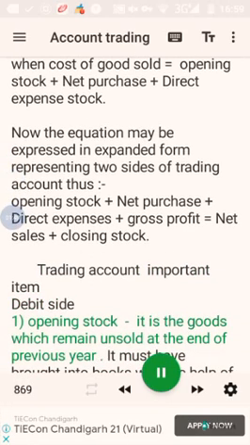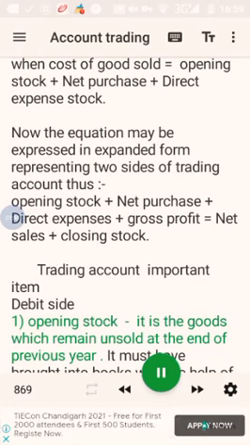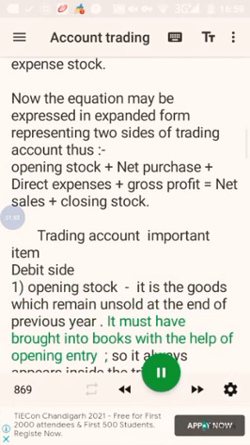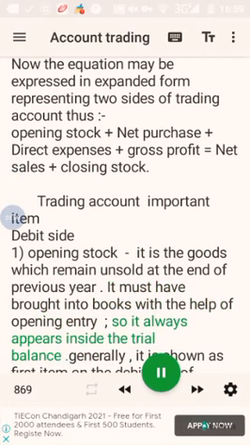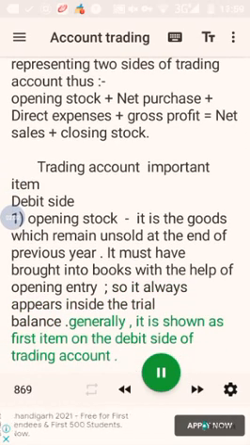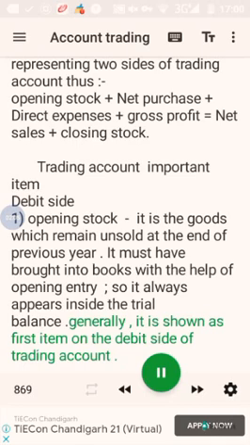1. Opening stock. It is the goods which remain unsold at the end of the previous year. It must be brought into books with the help of an opening entry, so it always appears inside the trial balance. Generally, it is shown as the first item on the debit side of trading account.